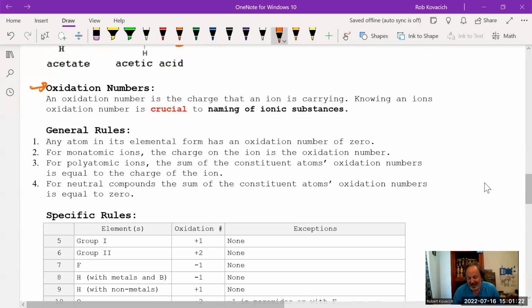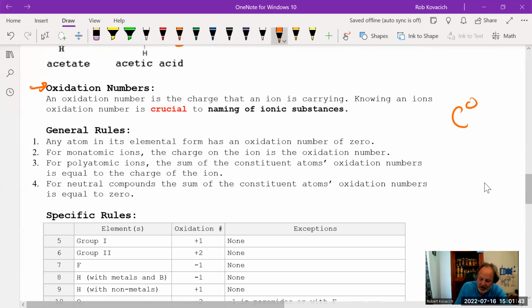The general rule is any element in its atomic form, its oxidation number is 0. So if you just see a carbon written, it's not going to be shown as a 0, but it is a 0. Otherwise, they would have given you a charge. So this is a carbon atom, meaning this guy has 6 protons and 6 electrons. So it's not an ion.